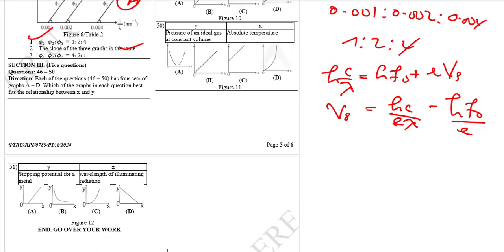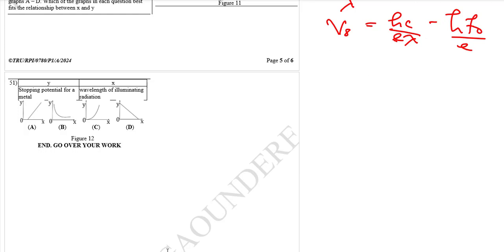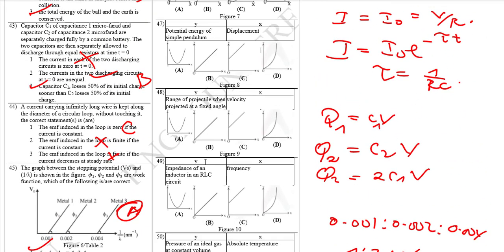Section 3, 5 questions. Each of the questions 46 to 50 has 4 sets of graphs A to D. Which graph in each question best fits the relationship between X and Y? Now, the stopping potential for a metal versus the wavelength of the illuminating radiation. We have already seen from question 45 that it's A.